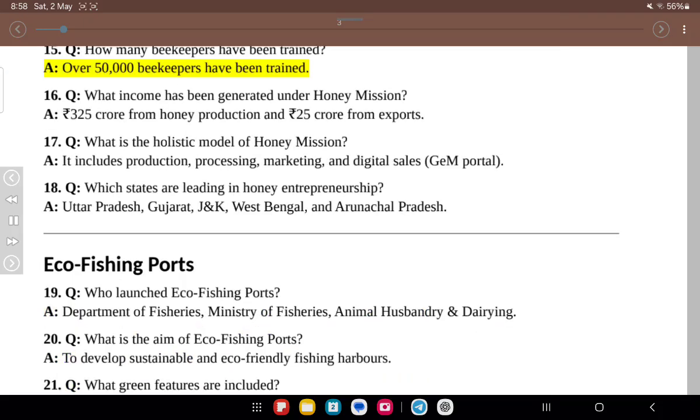A. Over 50,000 beekeepers have been trained. 16. Q. What income has been generated under Honey Mission? A. 325 crore rupees from honey production and 25 crore rupees from exports. 17. Q. What is the holistic model of Honey Mission? A. It includes production, processing, marketing, and digital sales, GEM portal.